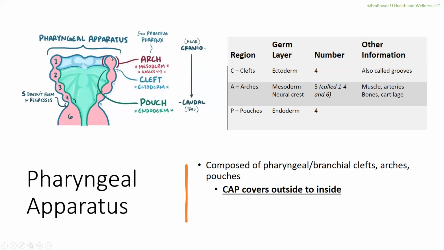Arches, we can see the arches here, these little outpouchings. They come from mesoderm or neural crest cells. There's 5 of them, 1 through 4, as well as 6. There's 1, 2, 3, 4, there's really no 5, and then there's 6. These could be muscles, arteries, bones, and cartilage. That's what they develop into. And then you have pouches. Our pouches are over here. You have 4 of them, they're from endoderm. So CAP from external to internal, clefts are ectoderm, arches are going to be mesoderm and neural crest cells, and then pouches are endoderm.